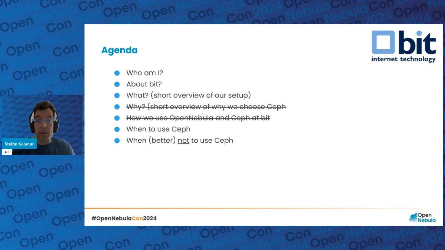So what are we going to cover today? Well, a little bit about me, a little bit more about BIT, the company I work for. Have a look at how the infrastructure looks like at BIT. We'll skip a few parts, such as how we use and why we use CEPH and OpenNebula at BIT. I've talked about that last year, so I would like to refer you to the presentation I gave last year. And then we skip to, hopefully, the most interesting part of the presentation: when CEPH makes sense to use and when better not to use CEPH.